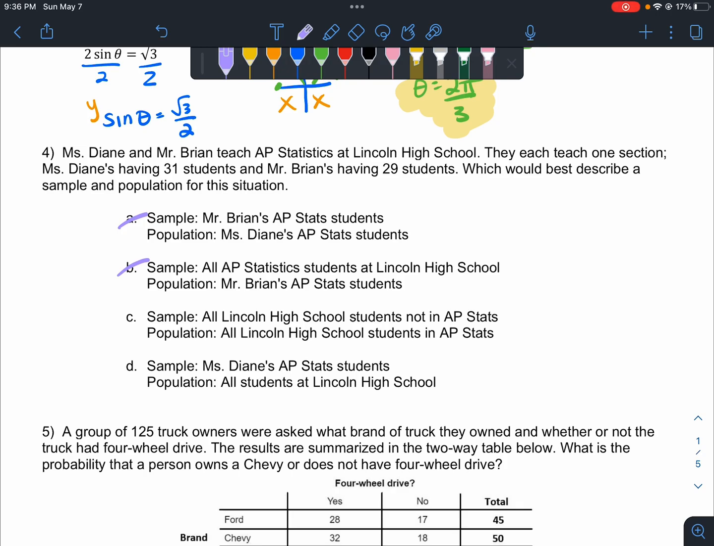If I say all Lincoln students that are in AP Stats, it's not general enough. So that is going to be D. So all students in Lincoln High School. And then a sample would be of all those students. It would be specific with Miss Diane's AP Stats students. So answer is D.